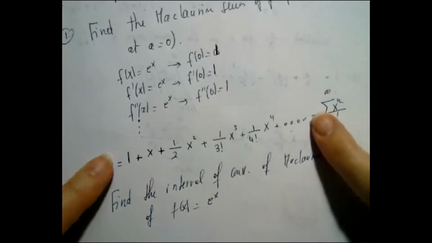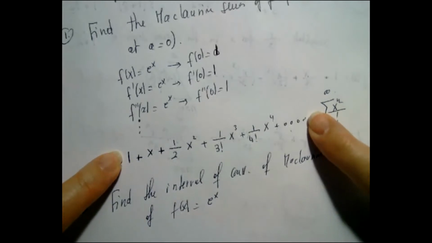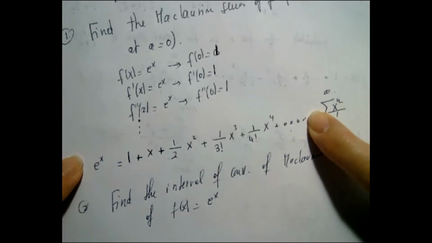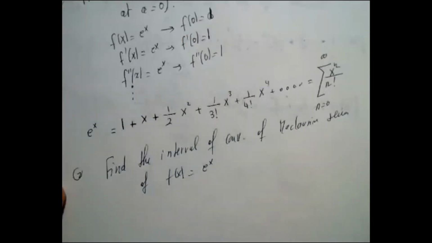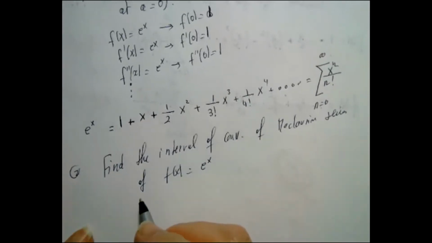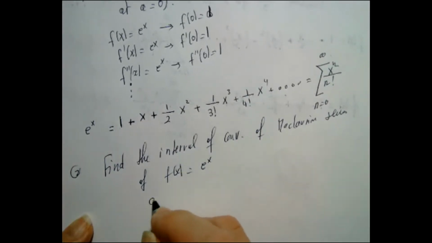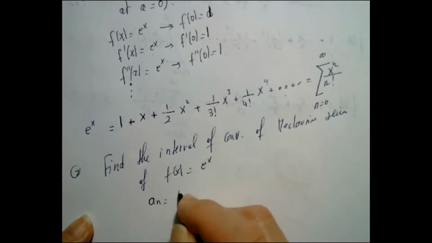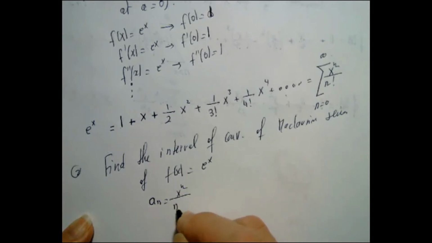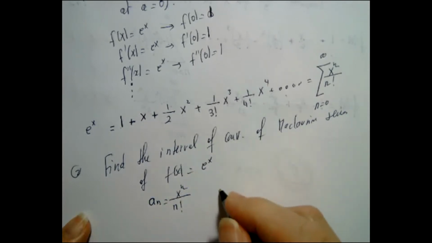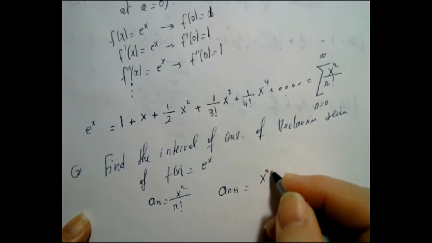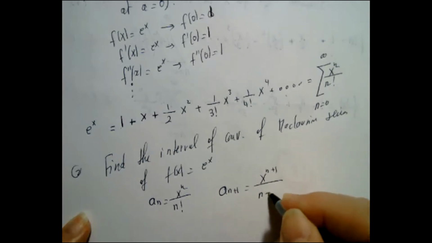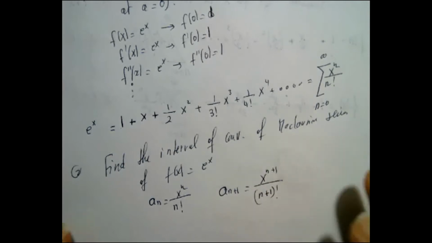I mean, this is a series. For some x's it converges, for some x's it diverges. And the question is, for which values does it converge? And this equality will hold for every value where the Maclaurin series converges. So let us remember how we found the interval of convergence. So here my a_n is x^n over n factorial. a_(n+1) is x^(n+1) over (n plus 1) factorial.